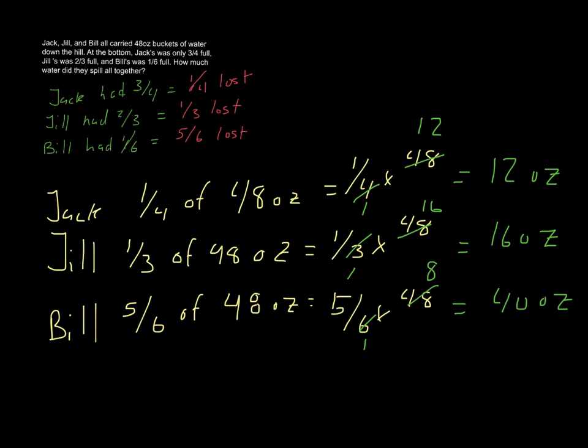When we get to Bill, we see that he was rather sloppy. He lost 5/6 of 48 ounces. When we have 5/6 times 48, we can cross-simplify. 6 goes into 48 8 times, 6 goes into 6 once. 5 times 8 is then 40. Now my final step is I need to add it all together, and I see that 12 plus 16 is 28, plus 40 is 68 ounces. So they lost, or they spilled, 68 ounces altogether.